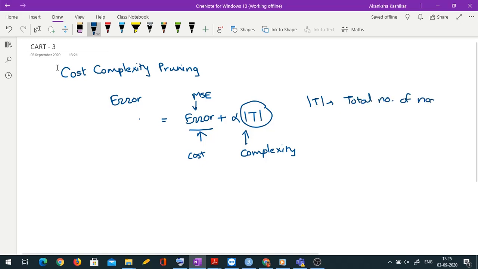Remember, when I say total number of nodes, I am not saying just the number of leaf nodes. I am considering everything. So if I have a tree which is something like this, my mod t would be 3 and not 2. Okay. So what is total number of nodes? So if total number of nodes is high, it means that the tree would have very complicated structure. Okay. So the complexity would be high. So that's why this is known as complexity type of term.